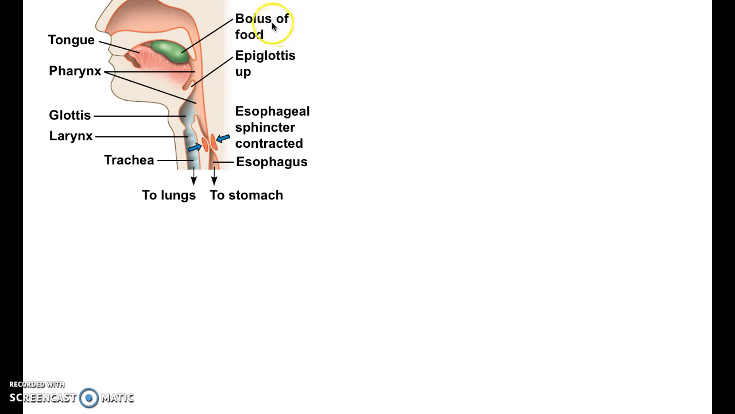So it's basically that. All the food gets mushy, it's mixed with saliva, and then it becomes this little ball of food. Now this ball of food has to travel through.